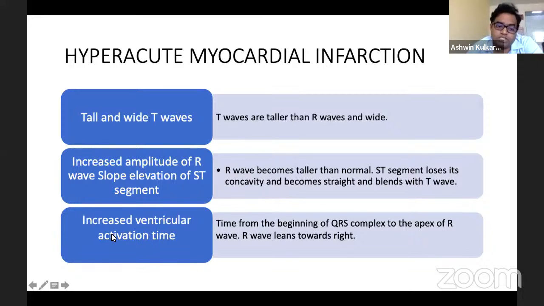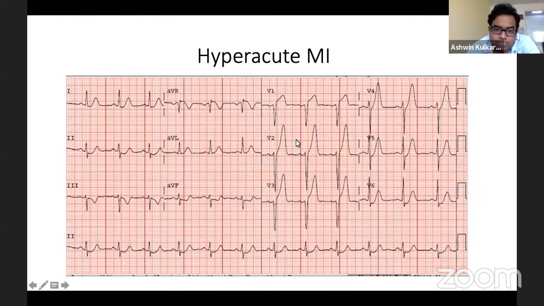Theoretically, some books mention increased ventricular activation time. What is this? It is the time taken from the beginning of the QRS complex to the peak of the R wave. So the R wave is slightly tilted towards the right side in the hyperacute phase of MI. So these are the three important things: tall and wide T waves because of intracellular hyperkalemia of the cardiac cells, increased amplitude of R wave and slope elevation of ST segment, and increased ventricular activation time. So these are the signs of hyperacute myocardial infarction. Here in this picture, you can see these hyperacute changes.